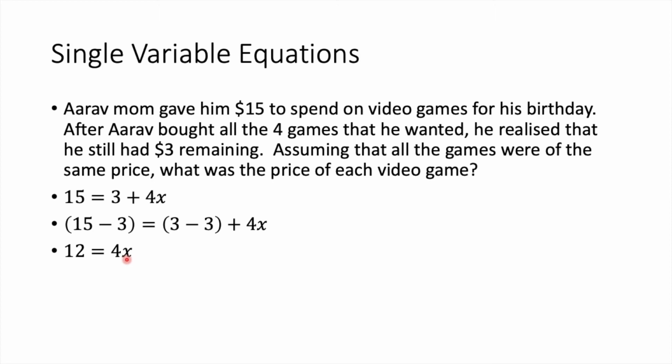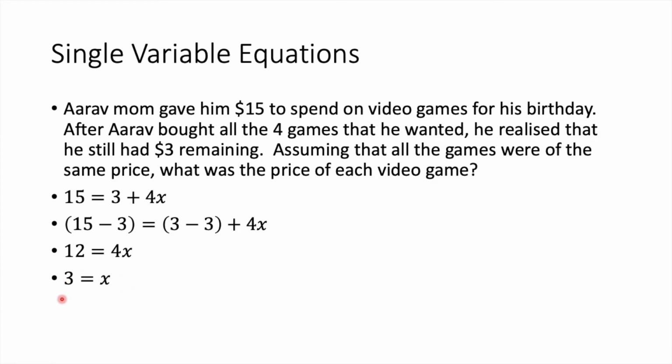Since 4 is being multiplied with x, we can divide by 4 on both sides of the equation to make the coefficient of x 1, since 4 divided by 4 is 1, and we want 1 times x on the right-hand side. So if we divide by 4 on both sides, we'll get 12 divided by 4 is 3, and 4 divided by 4 is 1. So 3 is equal to 1 times x. What does this mean? Well, this means that the price of each video game was $3.